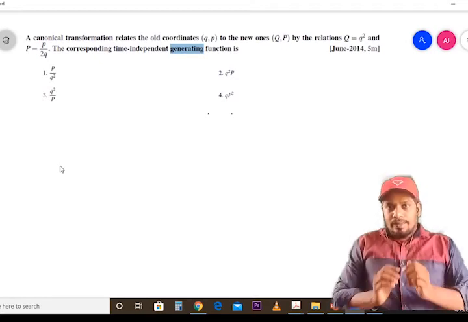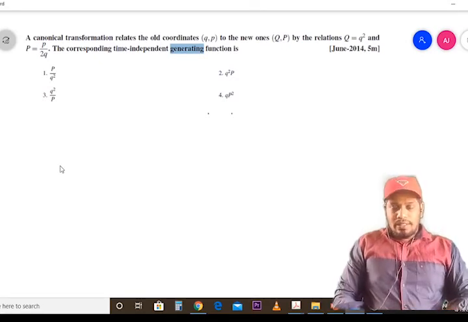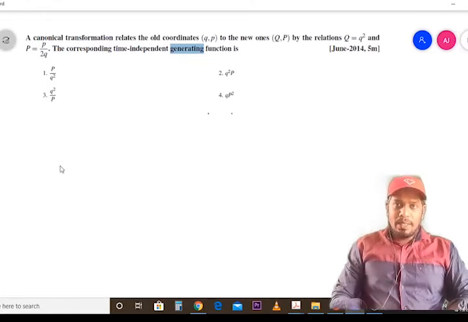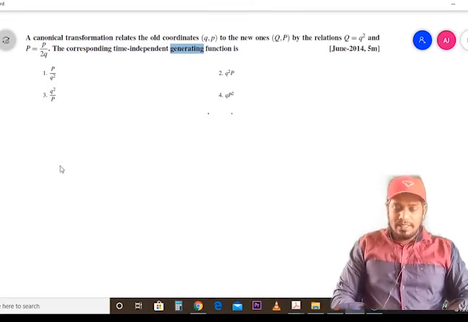Good morning, everyone. Now we are going to see a few problems on the generating function in classical mechanics from the previous year CSIR NET paper. Look at the first problem.